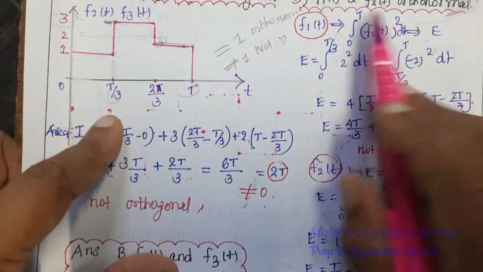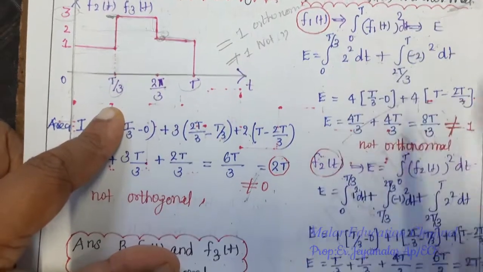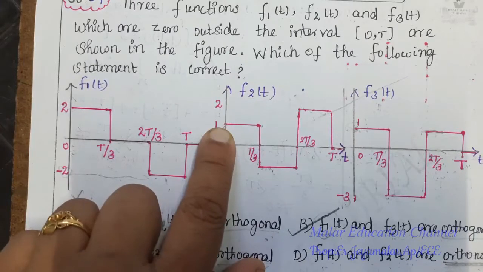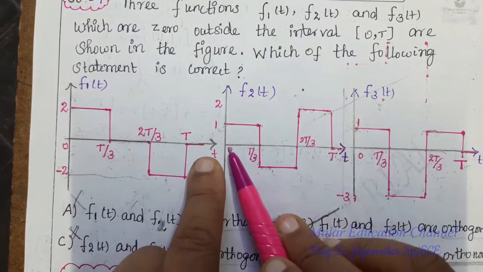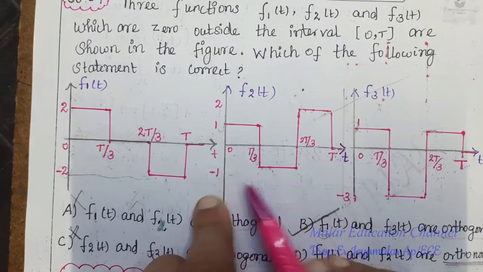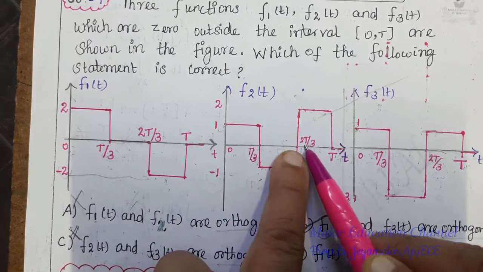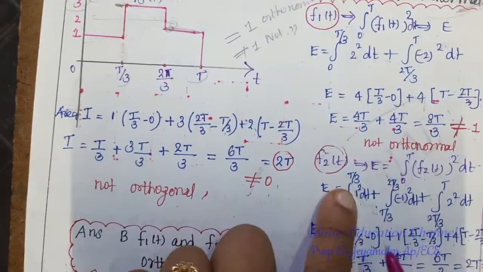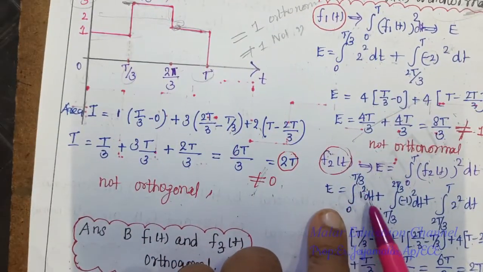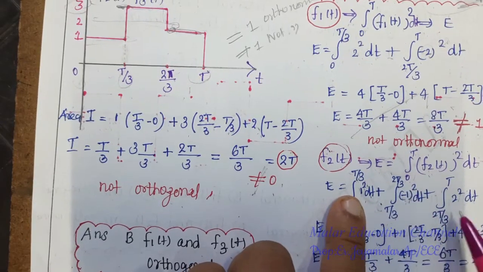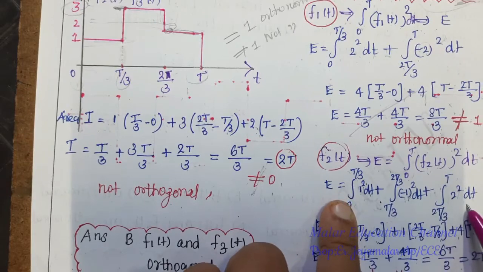Similarly, for the second function, the comparison of first and second one. See the second function. The amplitude is 1. Range from 0 to t by 3, amplitude is 1, and t by 3 to 2t by 3 the amplitude is minus 1, and third one 2t by 3 to t the amplitude is 2. So they are having three parts. Here 0 to t by 3 the amplitude is 1, t by 3 to 2t by 3 the amplitude is minus 1, 2t by 3 to t the amplitude is 2.